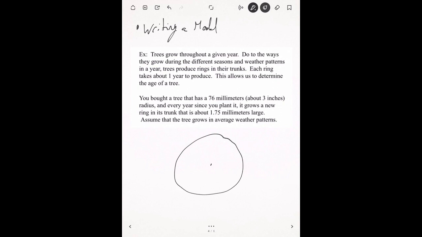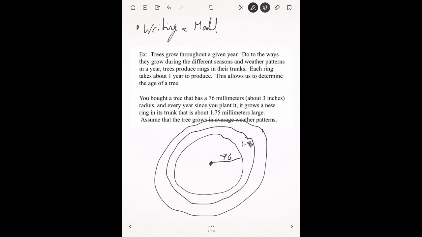Here's the image. And here's the radius of 76. And every year, it grows a ring. And these rings are typically about the same size. It would be 1.75 millimeters. And then we get another one that's 1.75 millimeters. And we keep doing that. And we're going to assume that the tree grows in average weather patterns, so we typically have same-sized rings.